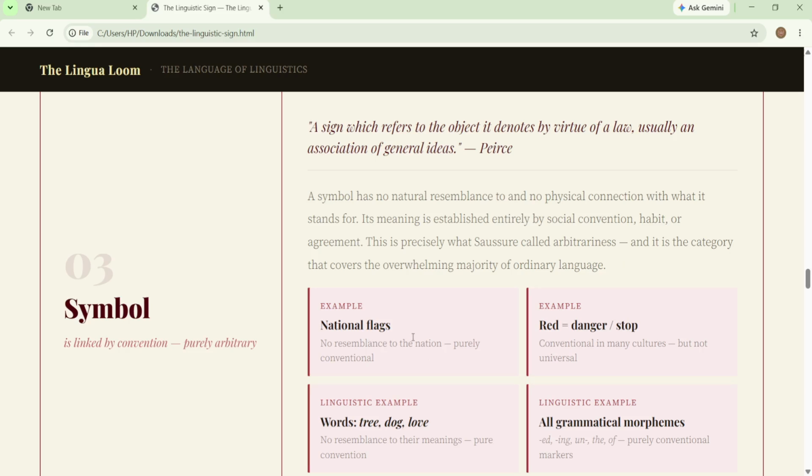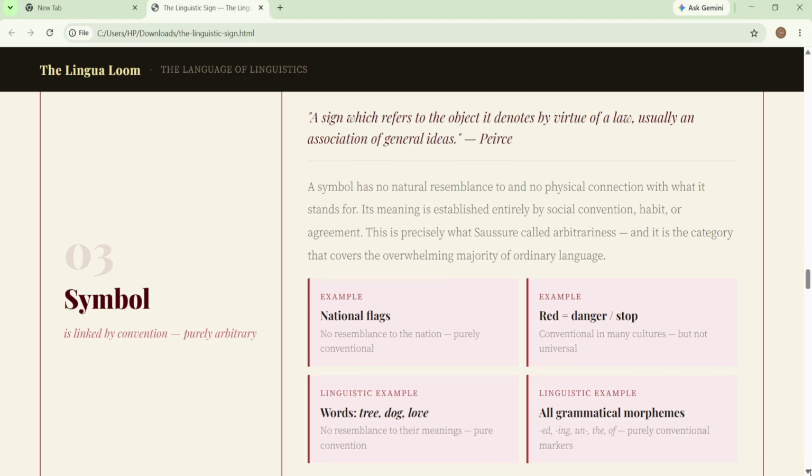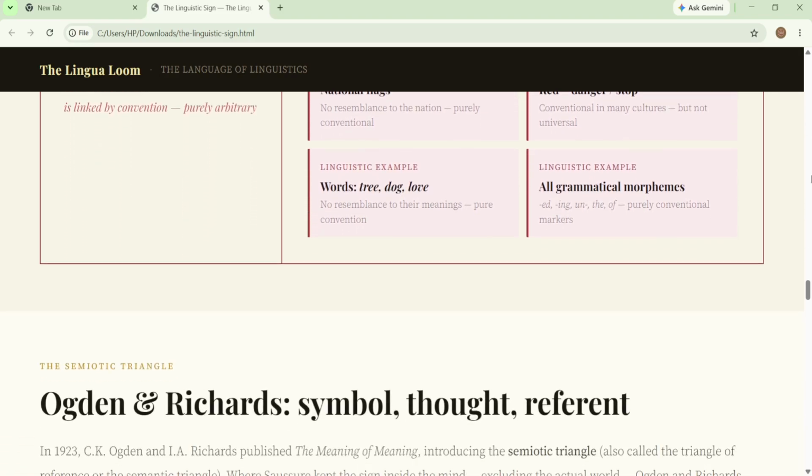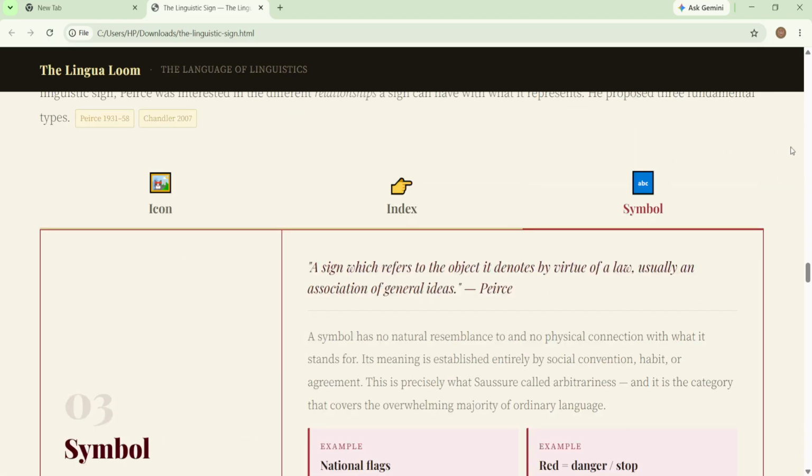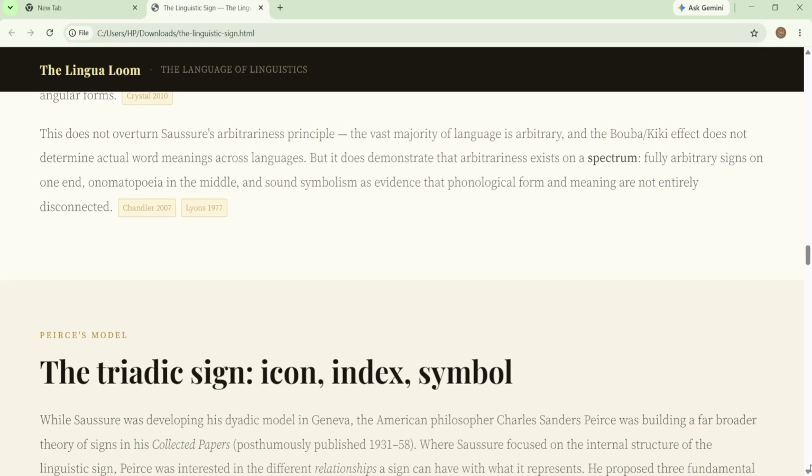For example, national flags have no resemblance to the nation. Red is conventionally decided to refer to danger, or if we change the situation, it can refer to love too, as a red flower. Then the words "dog" and "love" have no resemblance to their meaning. So that's how it is. That is Peirce's model.